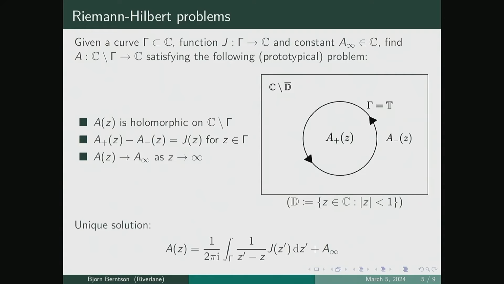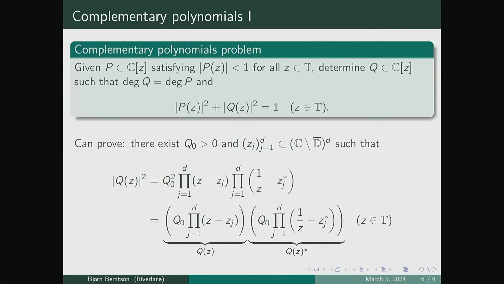And surprisingly, it has a solution, and the solution is even unique. So it's given by this integral formula. We're integrating this function j against this kernel z prime minus z over the curve gamma, and we're just adding on this constant a infinity. So the next thing is to relate this complementary polynomials problem to a Riemann-Hilbert problem.